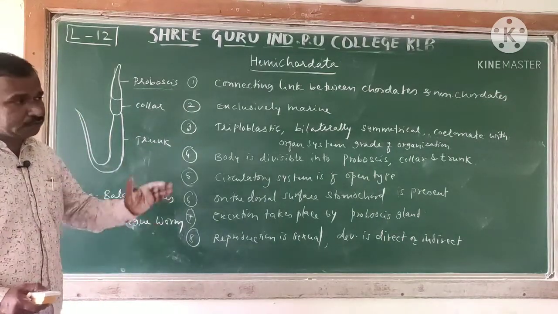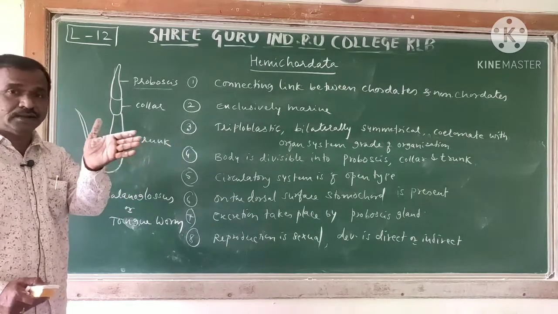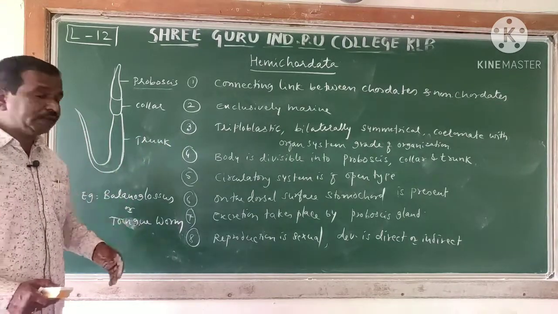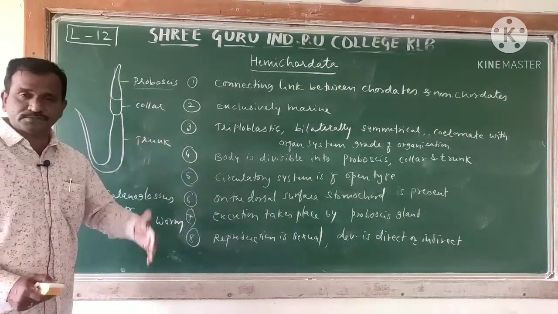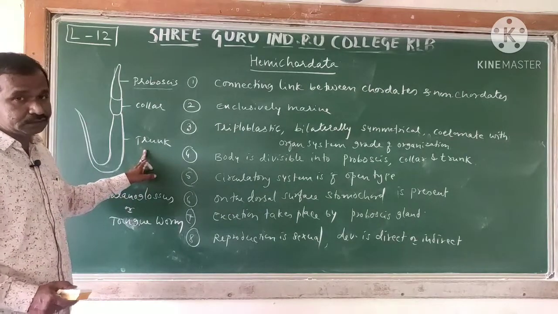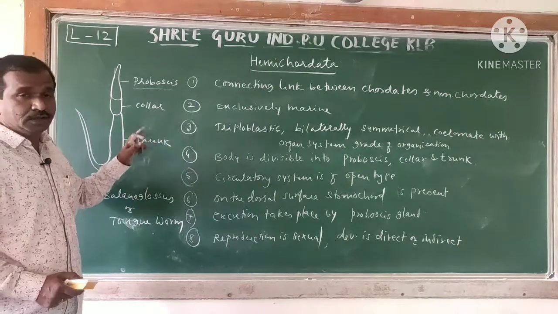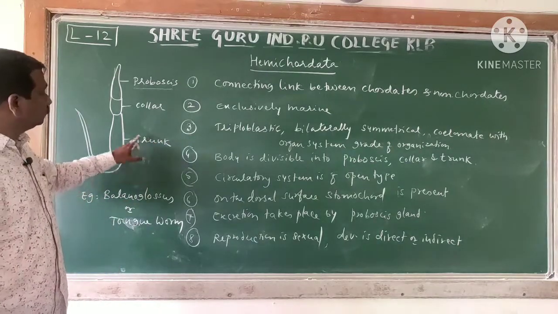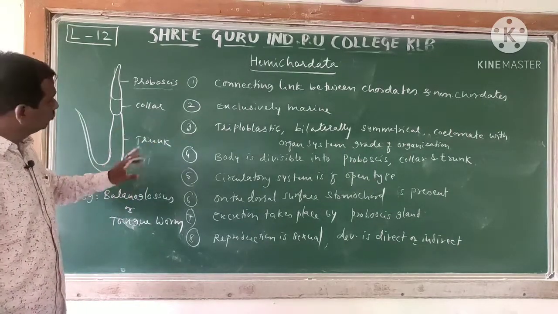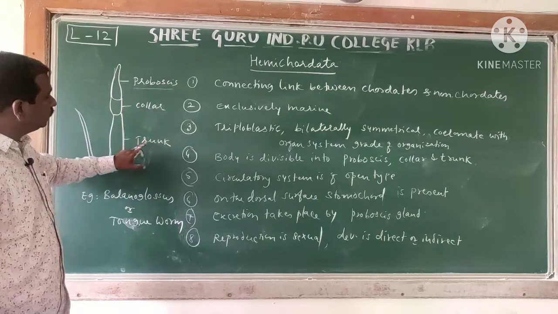You can see that the body is divided into head, neck and trunk, the words we use in the case of chordates. The trunk region can also be called the abdomen region, but trunk is very important. So that is one: proboscis, collar and the trunk.